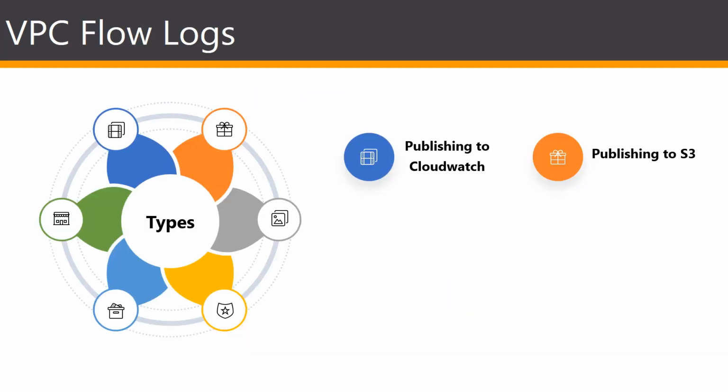Now, VPC flow logs is a feature that enables you to capture information about the IP traffic. It can be published to CloudWatch logs and to Amazon S3. Now, flow logs can help with a number of tasks. For example, to troubleshoot why specific traffic is not reaching an instance, which in turn helps you diagnose overly restrictive security groups. You can also use flow logs as a security tool to monitor the traffic that is reaching your instance.